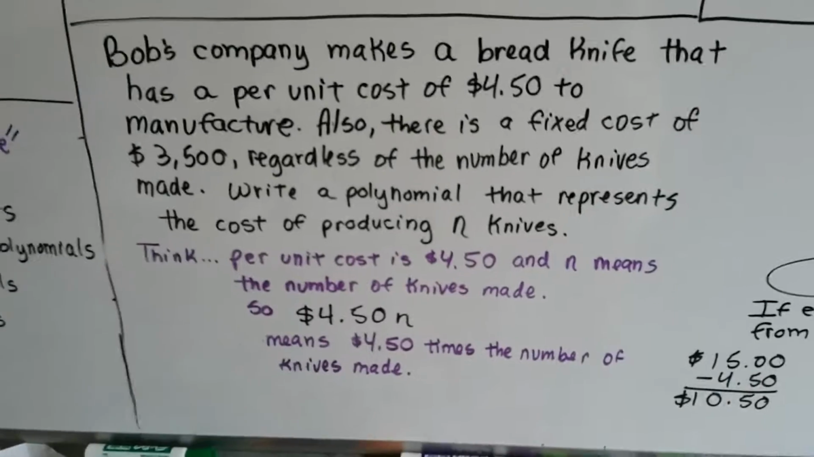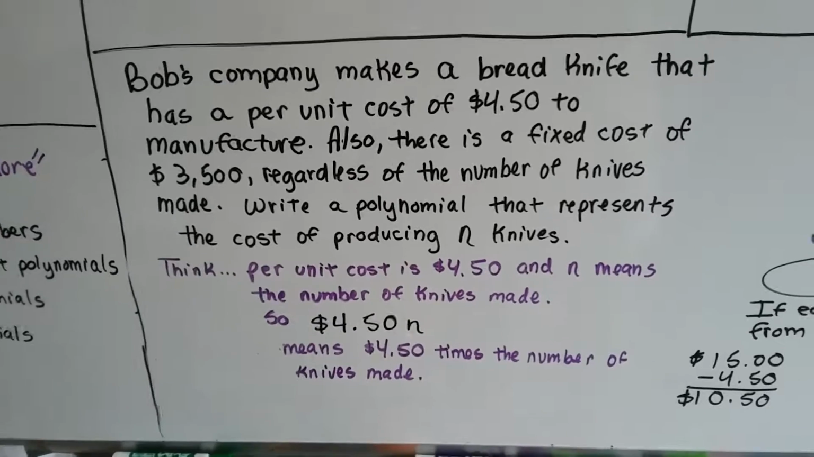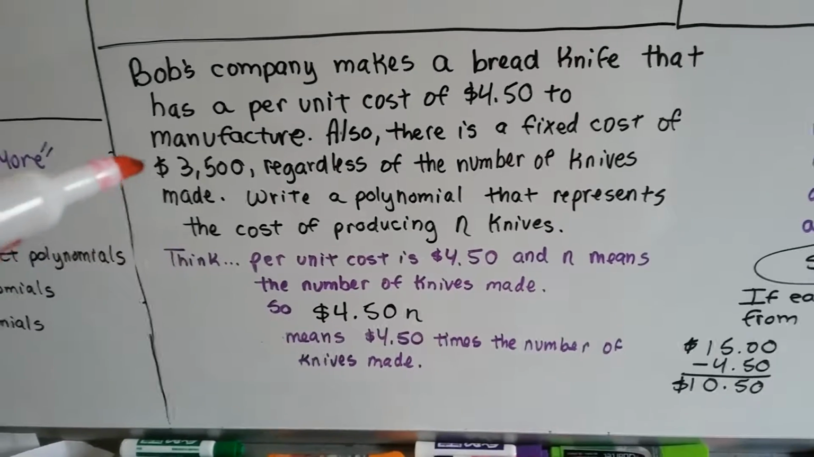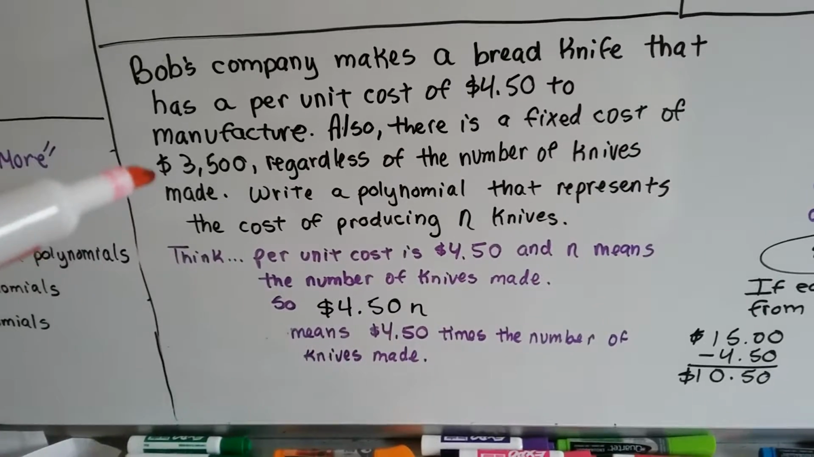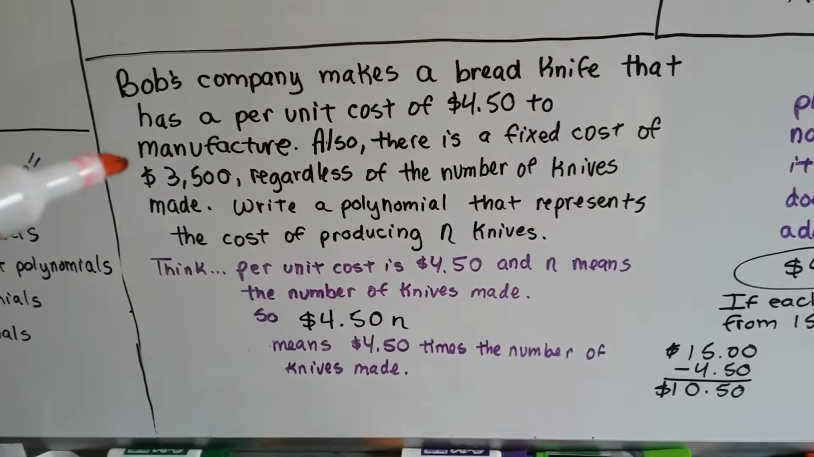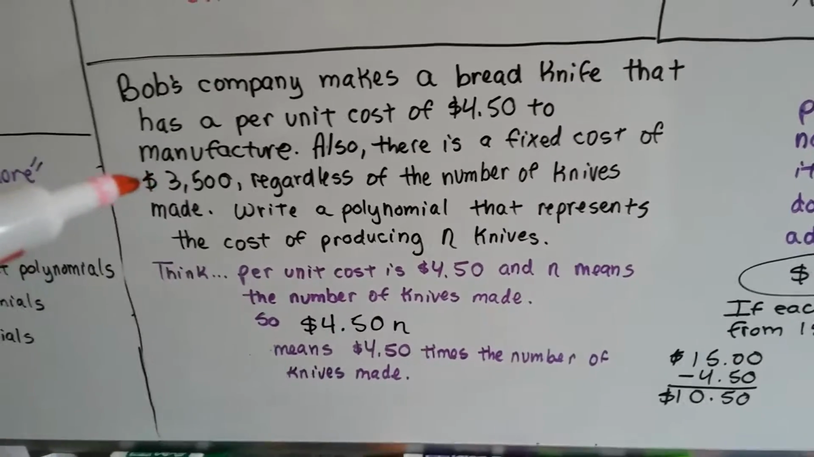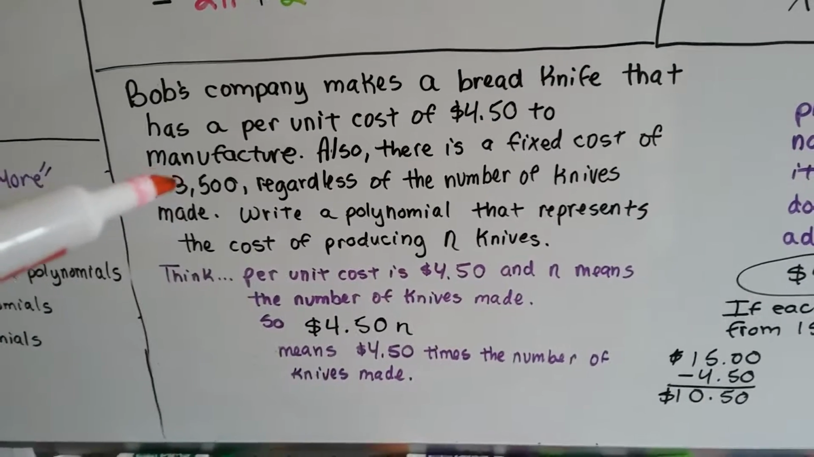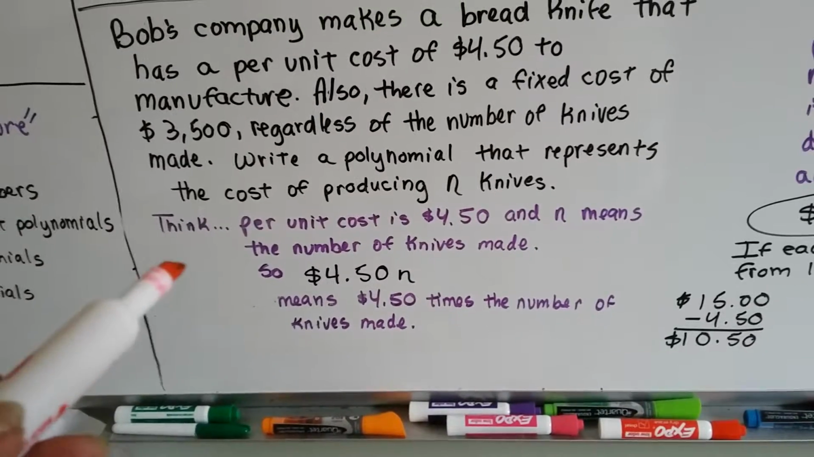Bob's company makes a bread knife that has a per unit cost of $4.50. Per unit means for every knife, it costs them $4.50 to make, all right? There's also a fixed cost of $3,500 regardless of the number of knives made. So that means even if they only make one knife, it's still going to cost them $3,500 for electricity and their employees and their heat and their rent and everything. So no matter what, whether they make one knife or 20 knives, they need to add this $3,500 onto it, okay? Now it says write a polynomial that represents the cost of producing n amount of knives.